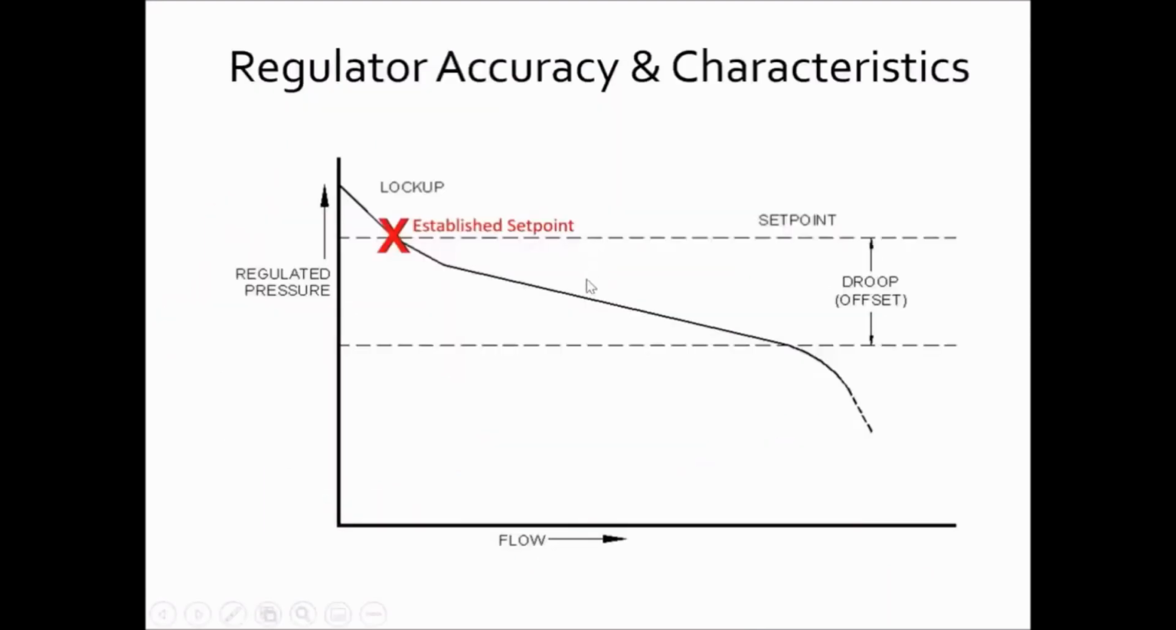But with regulators comes this inherent property called droop or offset. As flow increases and decreases, the regulated pressure changes as well. This is more for inside your head: as you open up more faucets in your house, the pressure drops, right? Because one faucet uses 10 GPM, another faucet uses another 10 GPM. So as you increase flow, pressure drops.